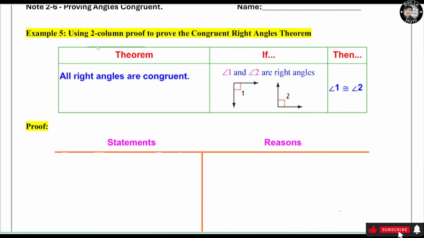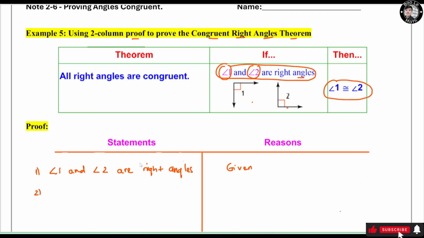Example number 5. We're going to use a two-column proof to prove the congruent right angles theorem. Given angle 1 and angle 2 are right angles, we need to prove that angle 1 is congruent to angle 2. We start with the given: angle 1 and angle 2 are right angles. Since they are right angles, the measure of angle 1 equals 90 degrees and the measure of angle 2 equals 90 degrees. This is the definition of right angles.